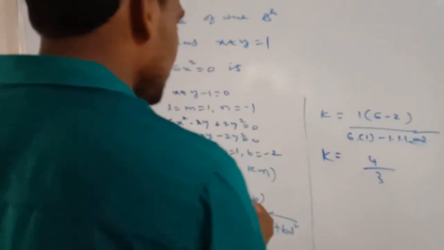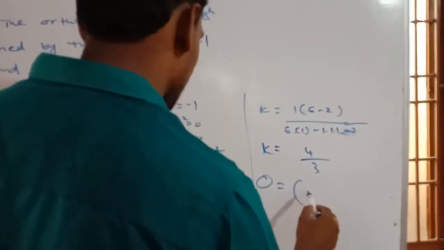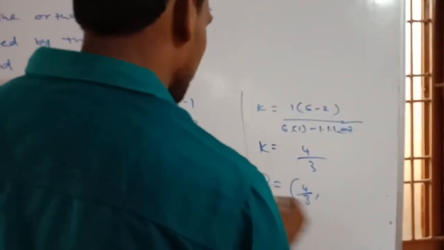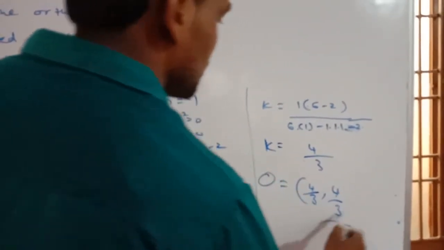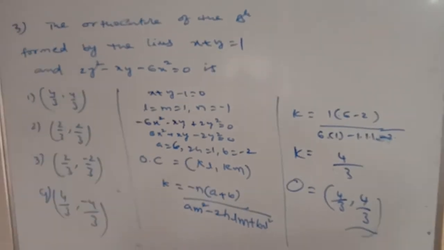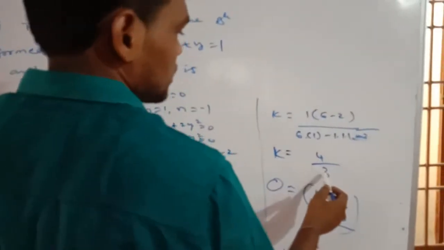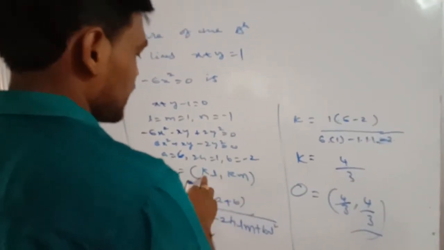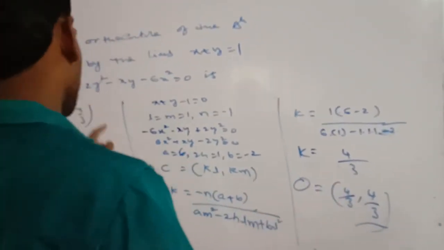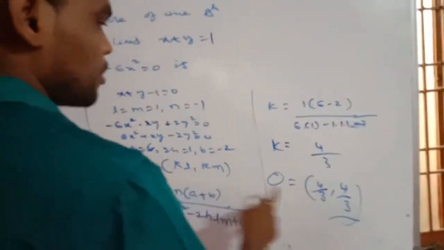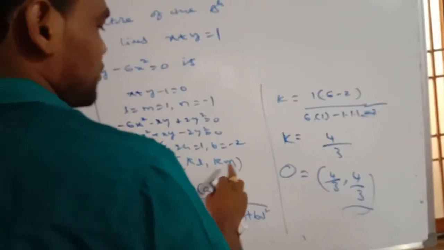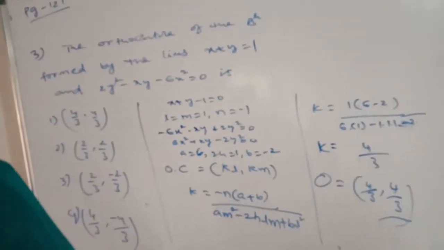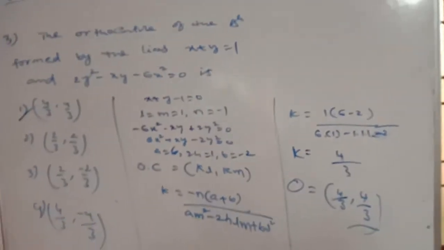Now the orthocenter is 4 by 3 into l, that means 4 by 3 into 1 is 4 by 3. Now the orthocenter is (kl, km). K is 4 by 3 into l, where l is 1, 4 by 3 into 1, 4 by 3, and km is 4 by 3 into 1, 4 by 3. Now the orthocenter is 4 by 3 comma 4 by 3. So the answer is the first option. Okay.